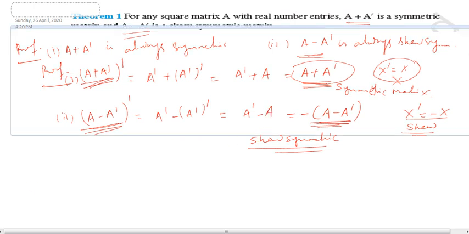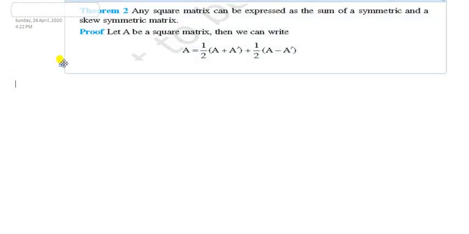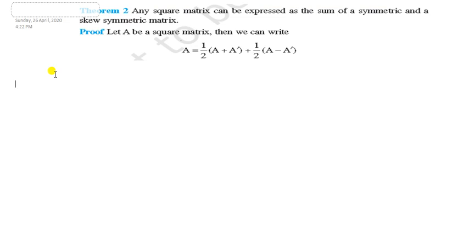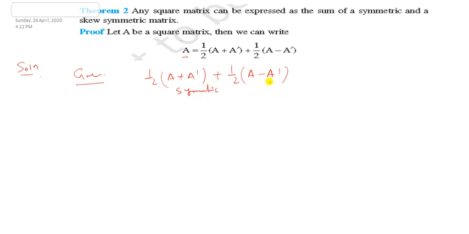So with this result, let me solve your theorem 2. Please see this carefully. Any square matrix can be expressed as the sum of a symmetric and a skew symmetric matrix. So let me solve it. Now this is the LHS and this is the RHS. Look at this. It is given half of (A plus A') plus half of (A minus A'). So this part is clearly symmetric, because just now I have proved in theorem 1 that A plus A' is always symmetric, and this part will give you skew symmetric.